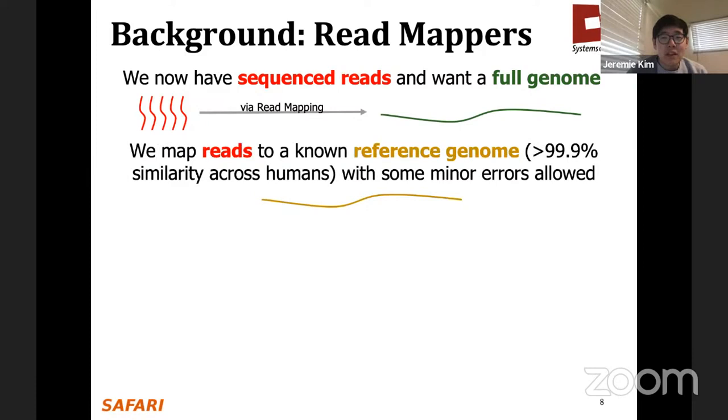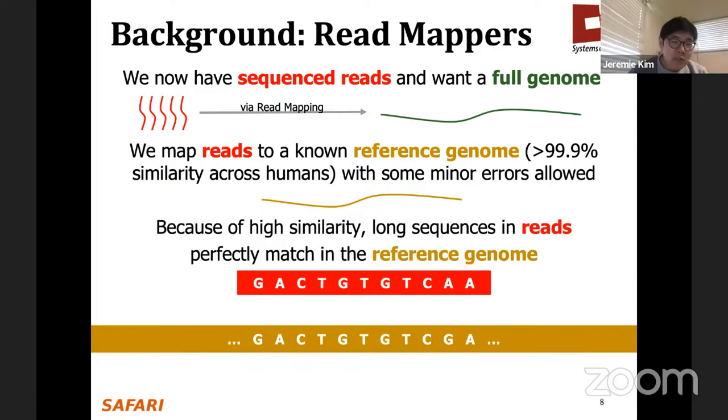And so thankfully, we have a known reference genome that exhibits 99.9% similarity across humans. And this is generally true across any organisms of the same species. And this reference genome enables us to map our reads to the known reference with some minor differences allowed, which then requires the approximate string matching problem. And the differences between my genome and the reference genome or someone else's genome is what makes each of us unique. So because the reference genome exhibits high similarity, long sequences in reads match to the reference genome perfectly.